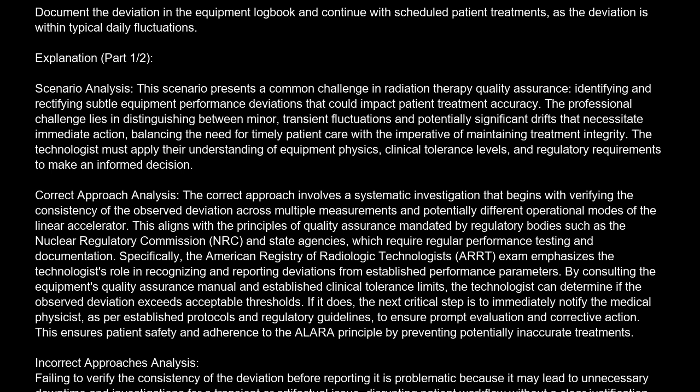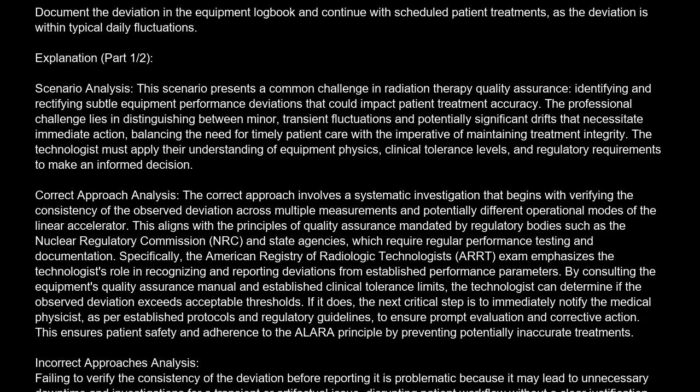The professional challenge lies in distinguishing between minor, transient fluctuations and potentially significant drifts that necessitate immediate action, balancing the need for timely patient care with the imperative of maintaining treatment integrity. The technologist must apply their understanding of equipment physics, clinical tolerance levels, and regulatory requirements to make an informed decision.